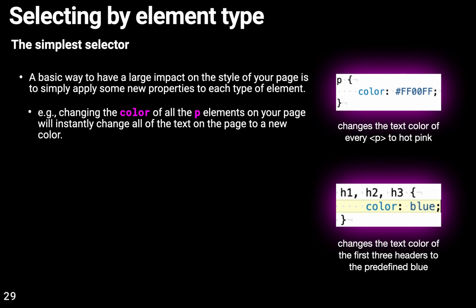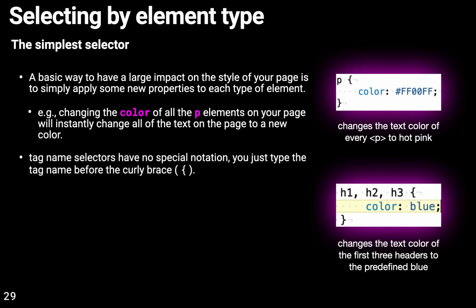Changing the color of all the P elements on your page will just instantly change all the text. Essentially, it wouldn't get the headers, but it would get all of the body text on the page to a new color, right? So there's no special notation for a tag name. You just type the tag name before the curly brace, right? So if you think back to the syntax, you are putting the selector first, and the selector for element names is like this. It's the element name and then whatever your style rules are inside there.